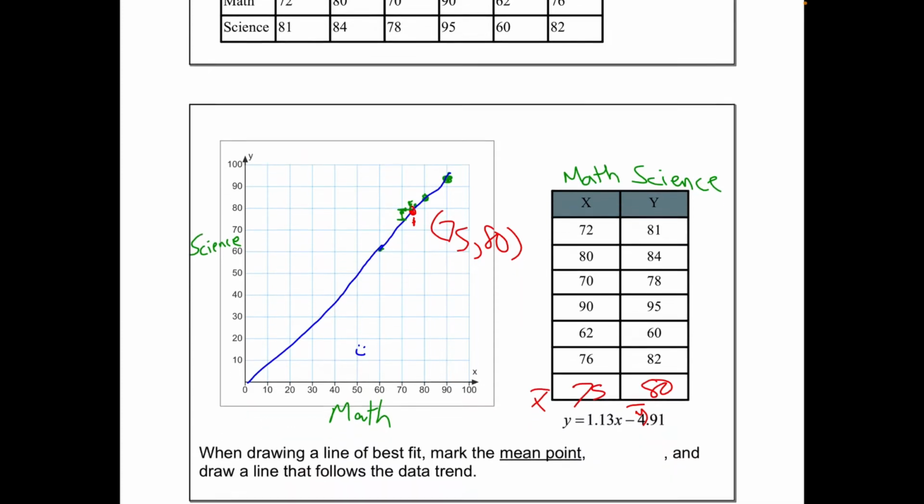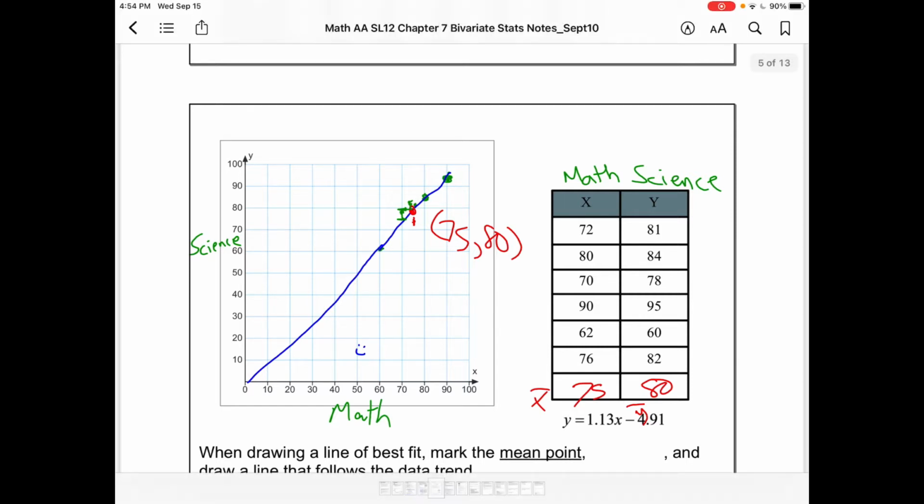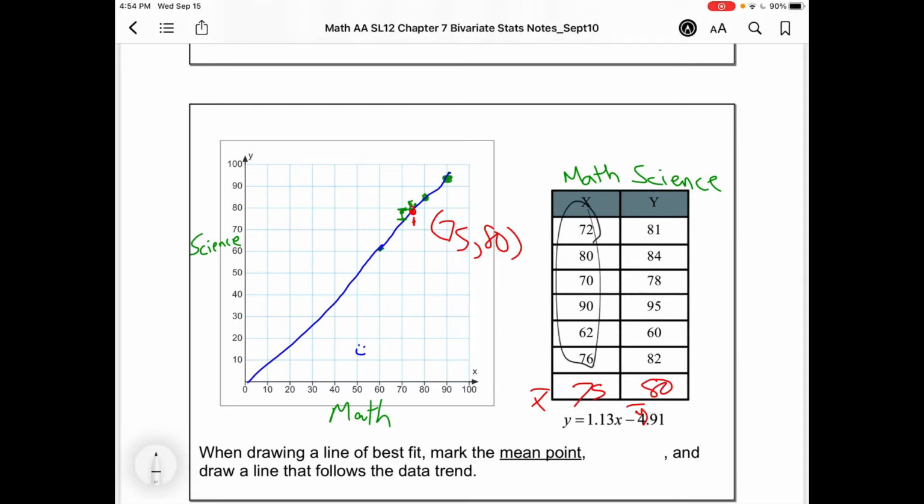And we said, well, ideally you would put the mean point on there. You'd take a look at the average of all the x values and the average of all the y values and find their mean. So the mean math mark was 75 here. The mean science mark was 80. And if you go ahead and try and make a line of best fit, it probably should go through that mean point. And maybe it'll look something like that. I don't know. Mine's kind of squiggly too.